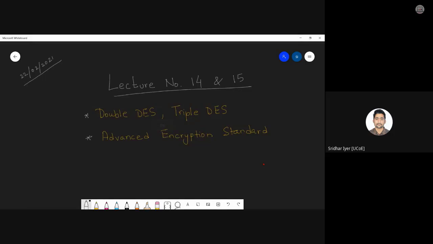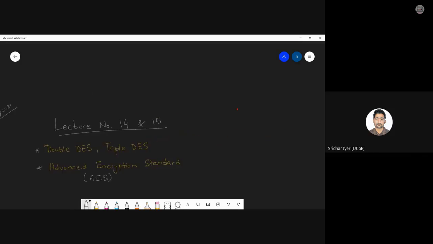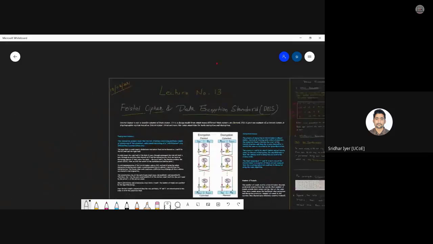But my main focus is on completing these three topics, that is double DES, the drawbacks or weaknesses of double DES, and then followed by triple DES, why triple DES came into picture, what is the need of triple DES, and so on. After we are done with this, we are going to start with the next cipher, or we can say the next encryption model, which is used nowadays commercially also, that is Advanced Encryption Standard. Okay, so let's start with the revision of DES, and then I will start with double and triple DES.